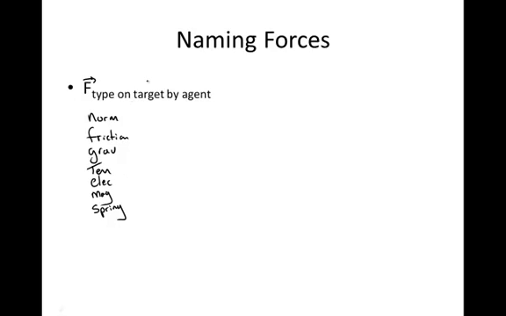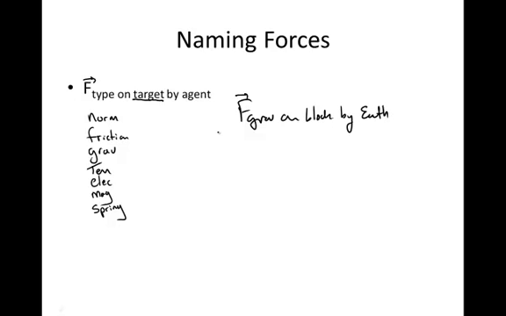And then the target is what the force is acting on. The agent is the object that's causing it. So these two things should be objects, and this target then tells you which free body diagram the force should show up on. So as usual, we have F grav on, say, block by Earth.